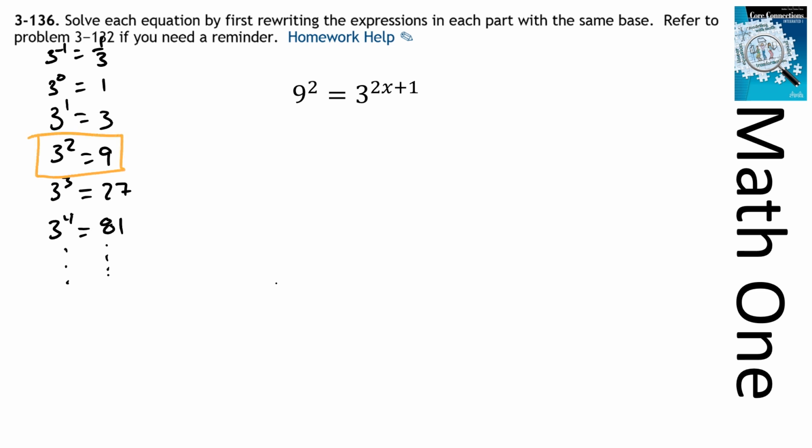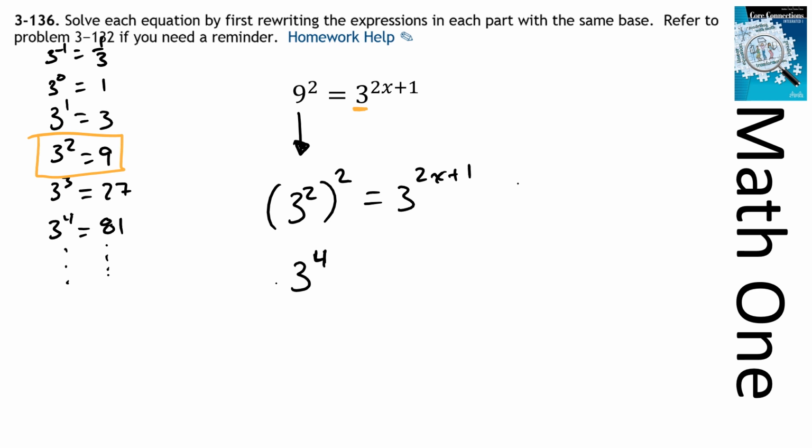And the reason why I like that one is because I'm going to convert it so that my bases are both number 3's. So I'm going to rewrite the left-hand side. Instead of having 9 squared, I'm going to write 3 squared, that's the number 9, and then square that. Over on the other side, I have 3 raised to the 2x plus 1 power. Well, if I look at that, 3 squared and then squaring that, that's equivalent to 3 to the 4th power.